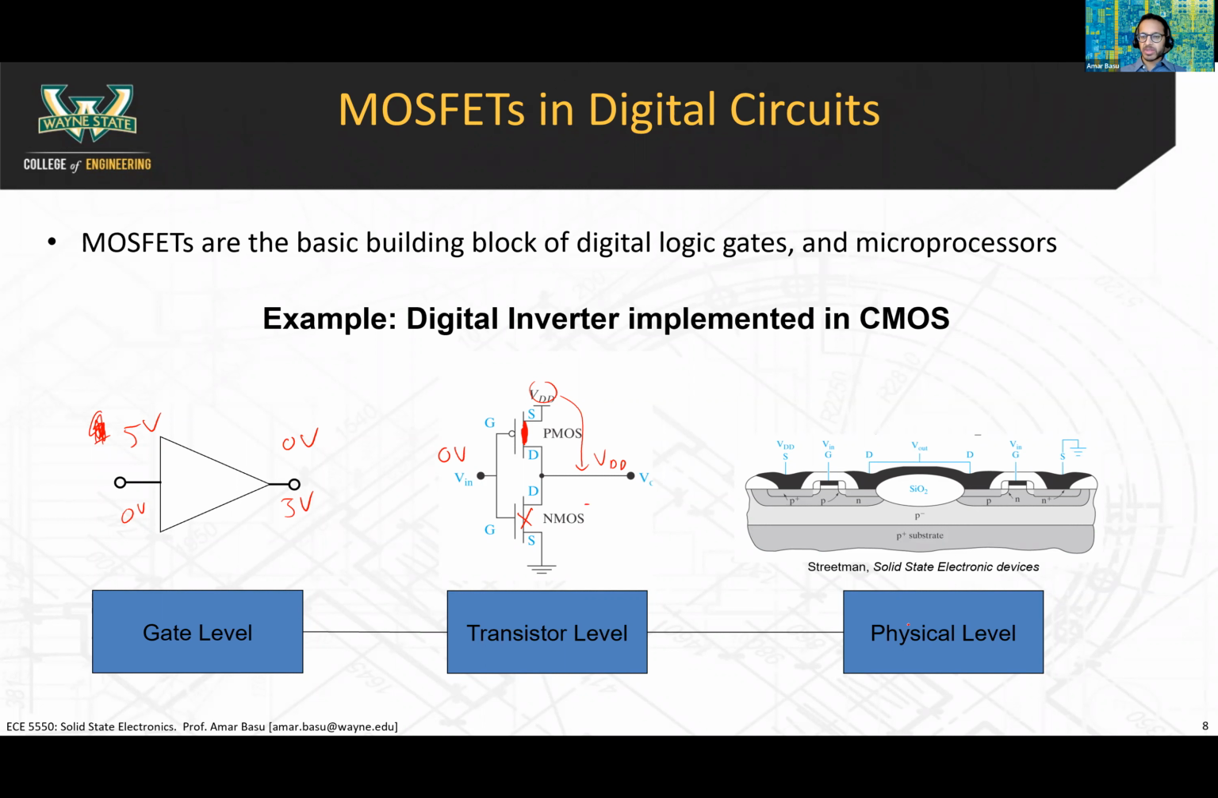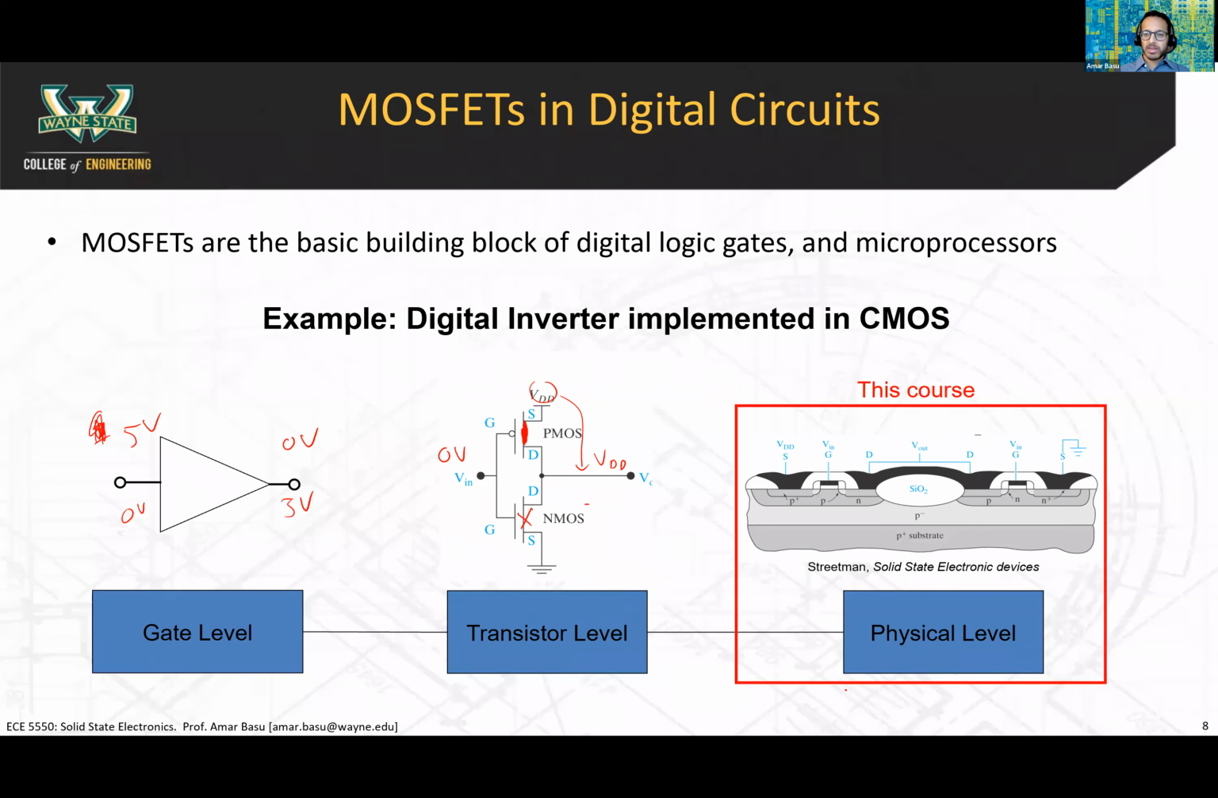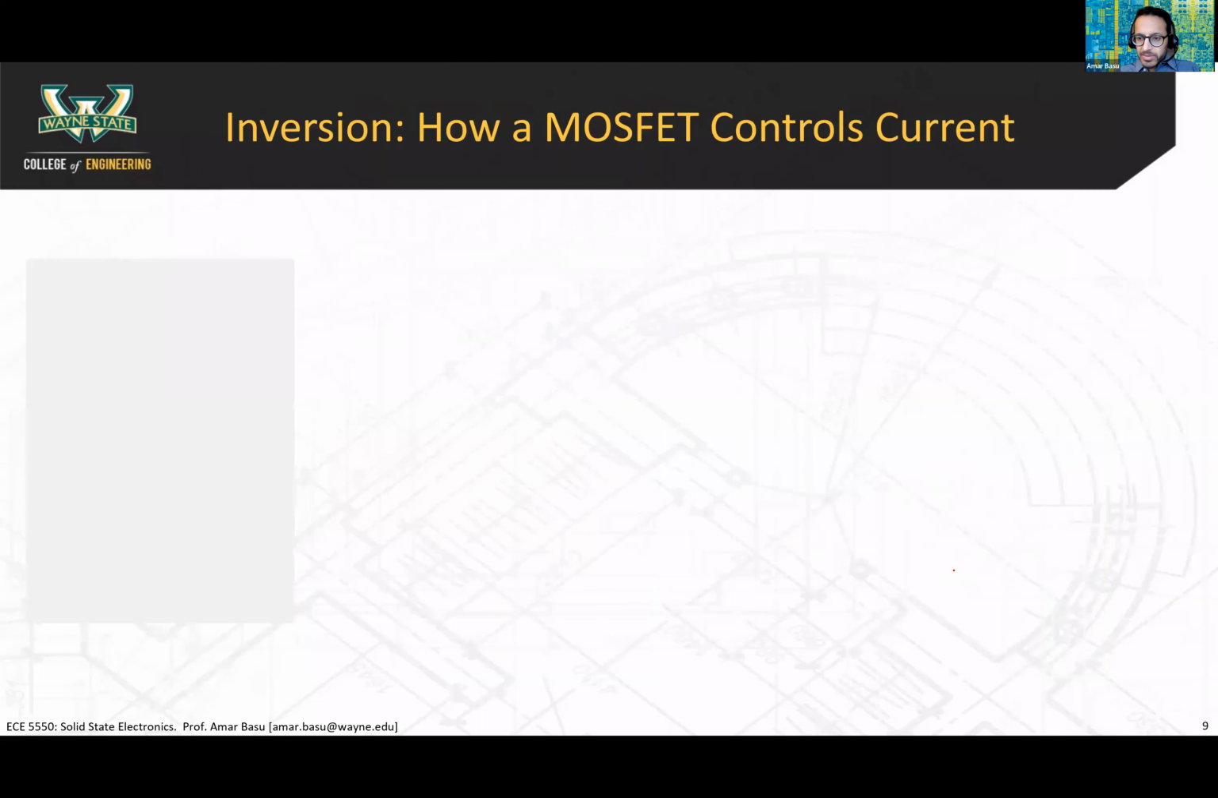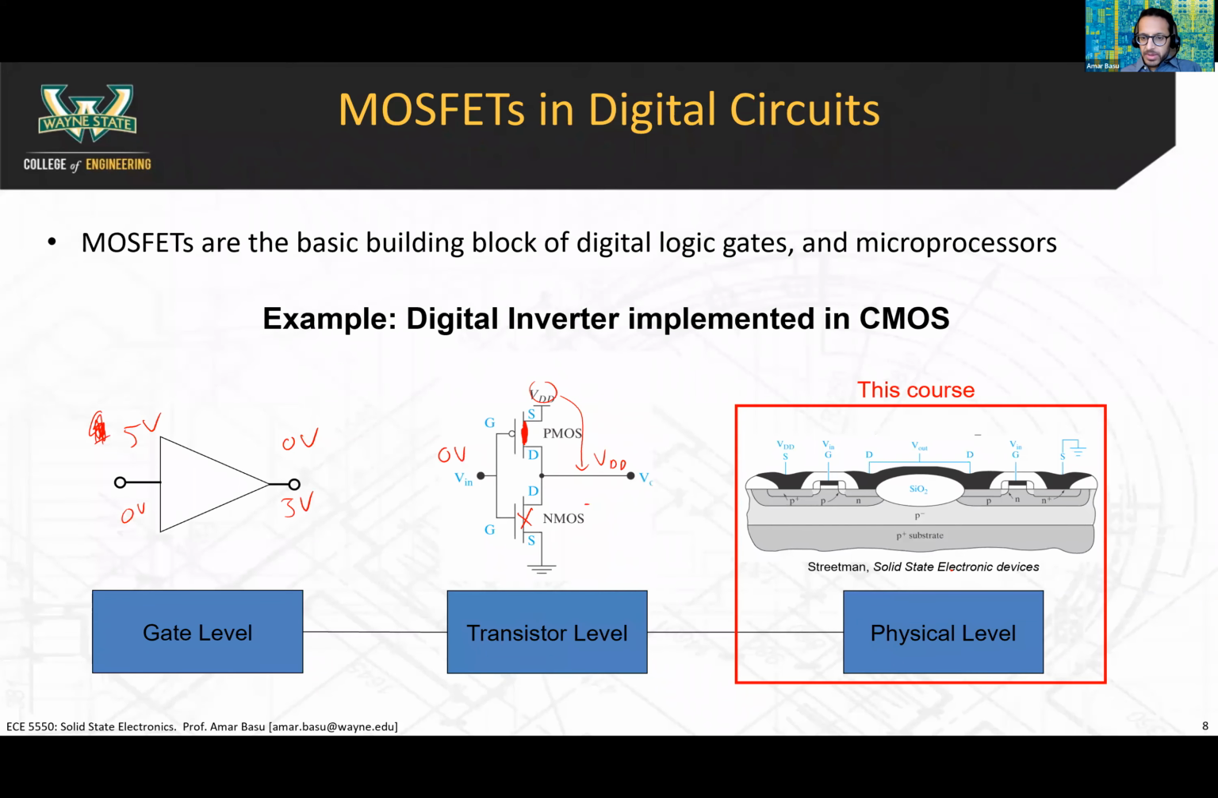At the physical level, this is what a CMOS device looks like. And that's what this course, of course, is focused on. You can see here that you have a P plus substrate, a P minus region here, and I don't know if you can see this very well. You can see that there's a P region, a P-type source and drain here, and then an N-type source and drain here. So this is your PMOS device. This is the NMOS device.